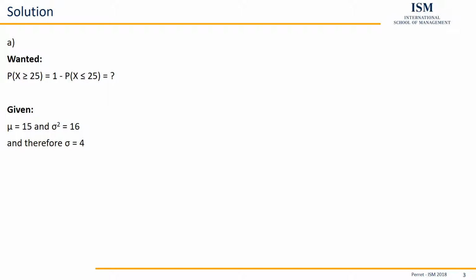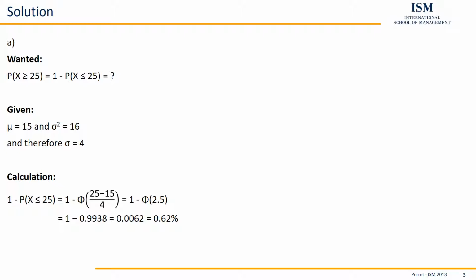Okay, so to standardize this, we subtract the mean and the result is divided by the standard deviation. So here this means we calculate 1 minus phi, where phi means look the corresponding value up in the table of the standard normal distribution. So to standardize it, we go 25 minus 15 divided by 4, giving us a value of 2.5. So we look up 2.5 in the table for the standard normal distribution. There we find 0.9938. If we subtract this from 1, we get a probability of 0.62%.